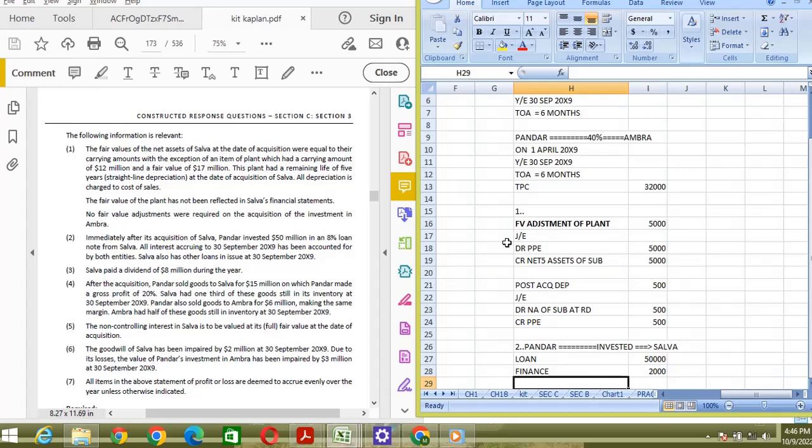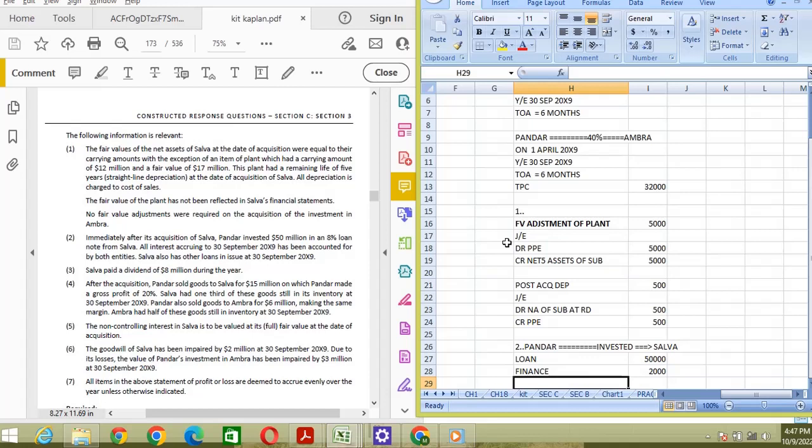All interest accruing to 30 September 20X9 has been accounted for by both entities. Salva also had other loans issued at 30 September 20X9. So in this case, Pandar is investing in the loan of Salva. It means the interest which will be paid by Salva to Pandar, Pandar will record it as investment income, or interest income. So we need to remove this transaction, and we also need to remove it from Salva because Salva is paying the interest. So in both cases, one is recording it as income, the other as expense. So we need to remove this.